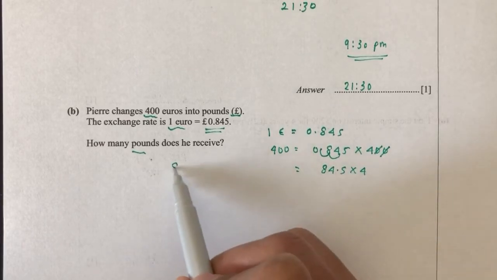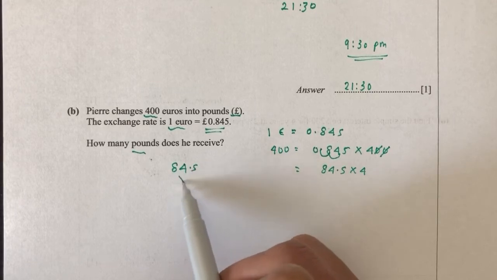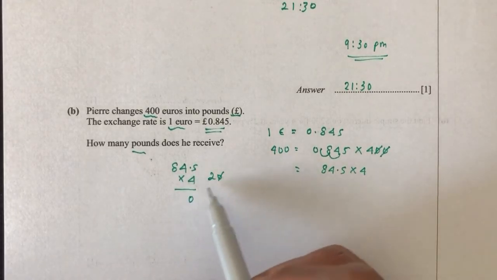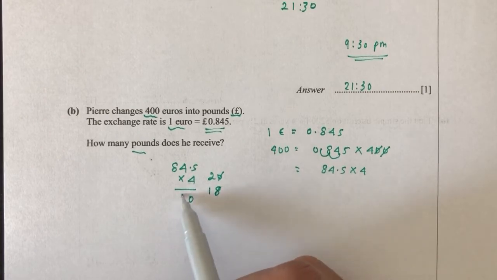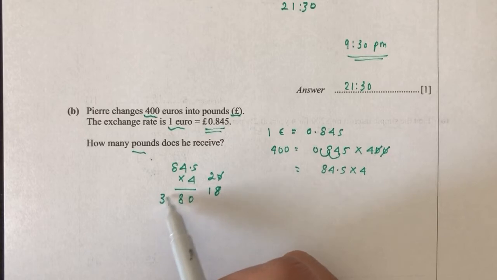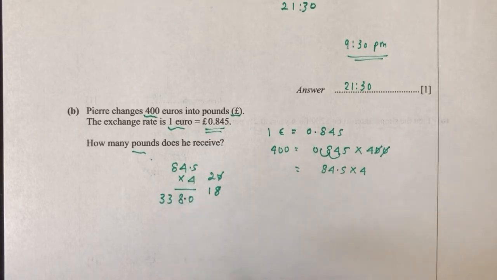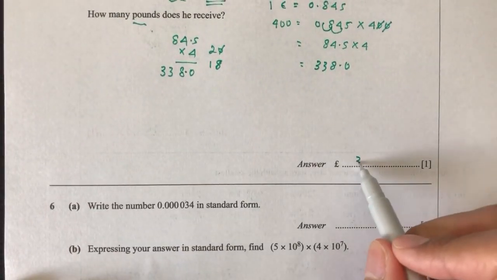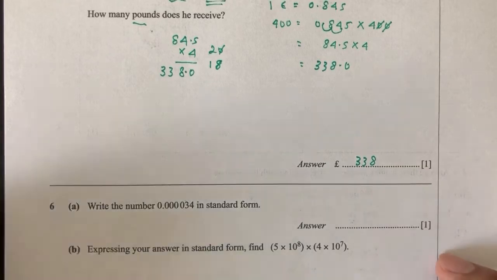So let's do this here. 84.5 times 4, what do we have? That will be 20. 4 times 4 is 16, that will be 18. 8 times 4 is 32, plus 1 will be 33. Here we have 1 decimal place, 1 decimal place. So your answer is 338.0. So here it is 338 pounds.